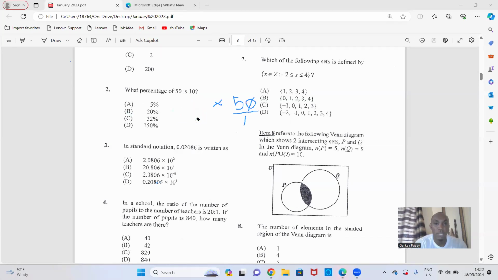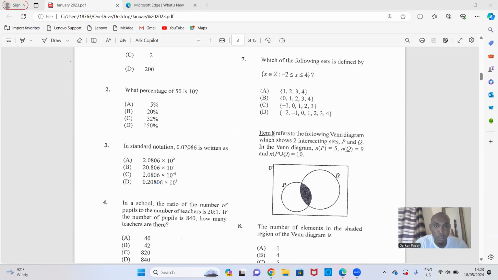All right, so let's jump to question number 3. It says, in standard notation, 0.02086 is written as... Now, the first thing that we need to remember is that for standard form, our aim is to get the decimal point to the right of the first non-zero digit. The first non-zero digit right here is 2, so we know our answer must start with 2 point. Let's look at what we have. A and C start with 2 point, so let us see which one is going to be my actual answer.